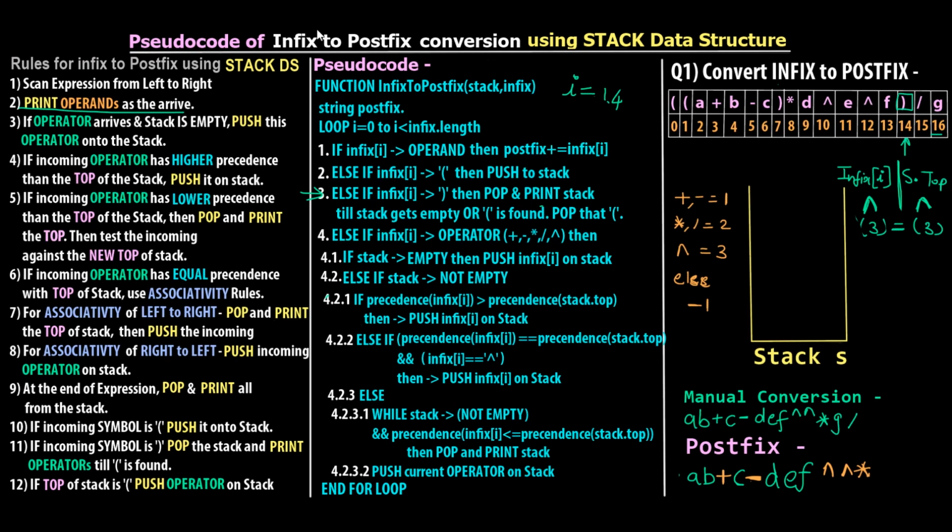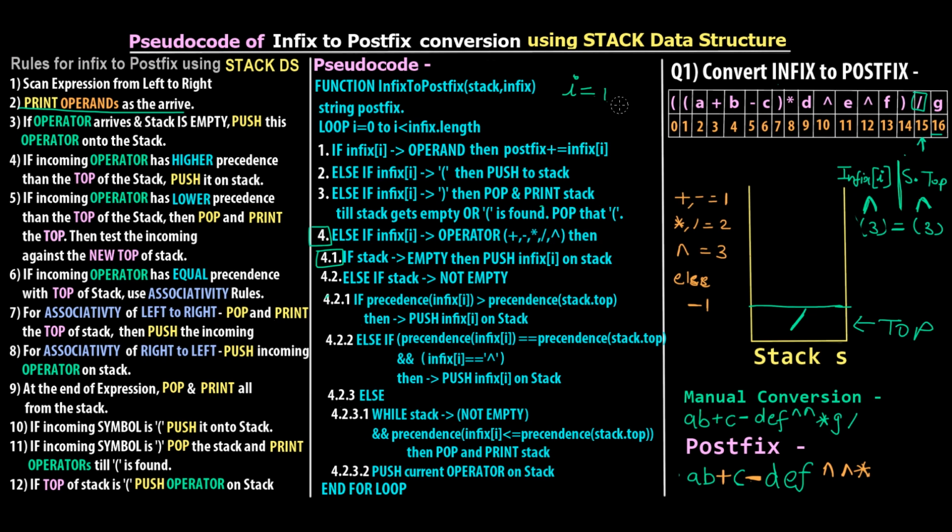We are left with the last 2 characters. So now I will become 15 because step number 3 is done. So we will be at this divide by operator. Since it is an operator, we will go to step number 4 in the loop. 4.1 will be executed now because if stack empty, then push infix of I onto the stack. Stack is empty, you can see. So this division operator will be pushed onto the stack, and now this will be the new top of the stack. Then we will move forward.